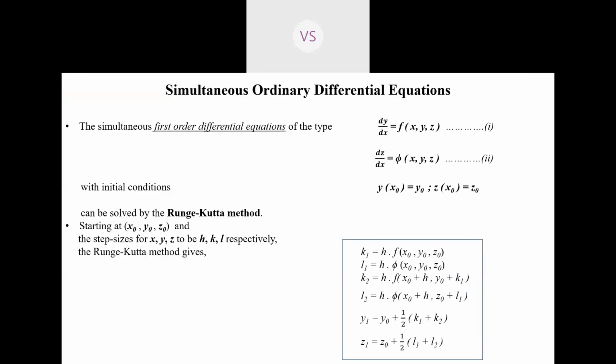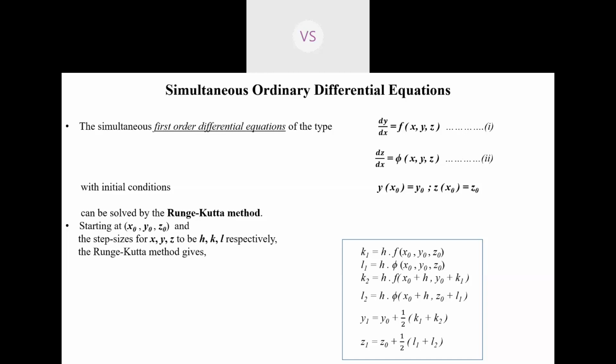So here in these simultaneous first order differential equations, they are of this type: dy by dx is equal to a function of x, y, z. We will be having one equation on the right hand side of dy by dx. Another equation you will be having is dz by dx, which is equal to another function, phi, which will contain the terms x, y, z. So two equations you will be having. You have to solve these equations by using the RK method.